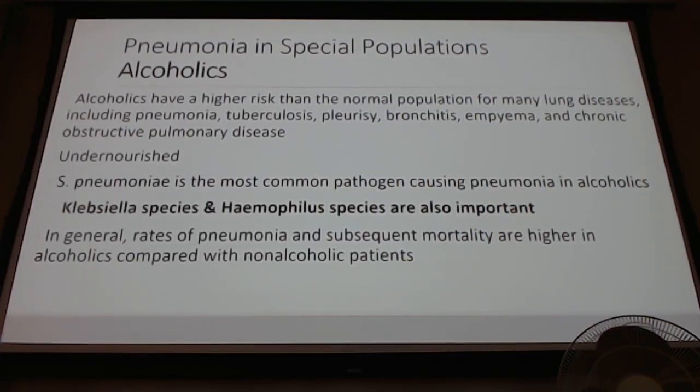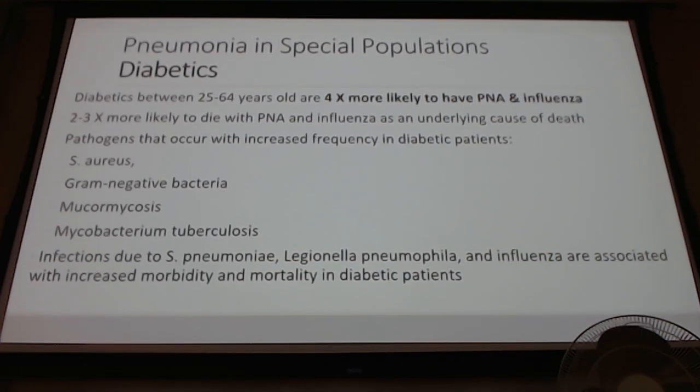Strep pneumo is the most common, even in alcoholics. We always consider Klebsiella, currant jelly sputum. Luckily, the medications we're prescribing are covering all of those. They just have a higher mortality rate in alcoholics compared with non-alcoholic patients.